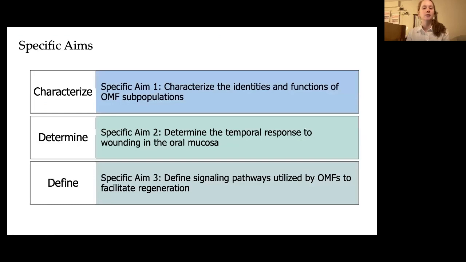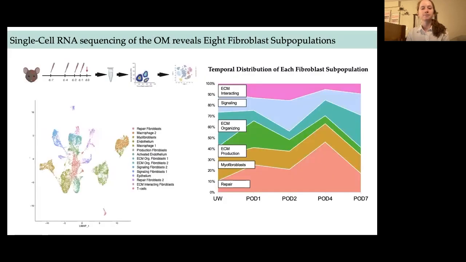specifically to regeneration. Therefore, my project is broken down into three aims. Aim 1 is to characterize the identities and functions of these subpopulations. Aim 2 is to determine the temporal response to wounding within the oral mucosa. And Aim 3 is to define the signaling pathways utilized by OMFs to facilitate regeneration.